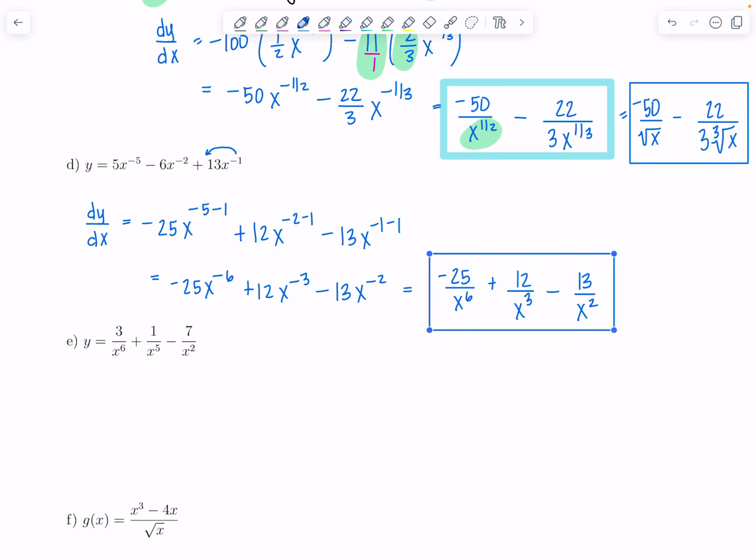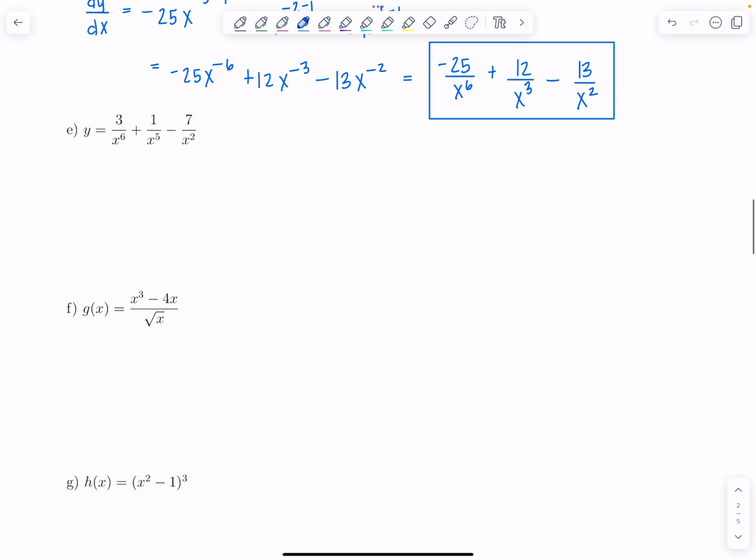All right, very good. Let's move on, try another one. Why don't you guys pause the video, try this one on your own. So y equals 3 over x to the 6th plus 1 over x to the 5th minus 7 over x squared. I'm going to give you a hint though. Before you start, you want to rewrite everything using negative exponents so you can use the power rule. So first rewrite this. This is 3x to the negative 6th plus 1x to the negative 5th minus 7x to the negative 2nd. So now pause the video, try this one on your own.